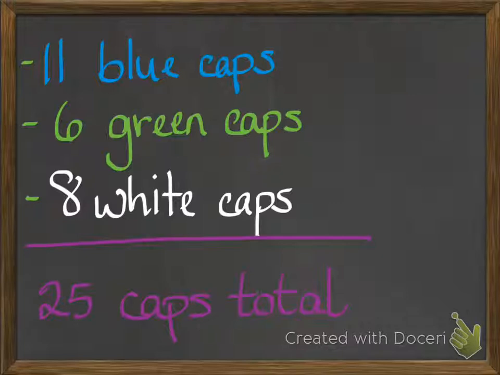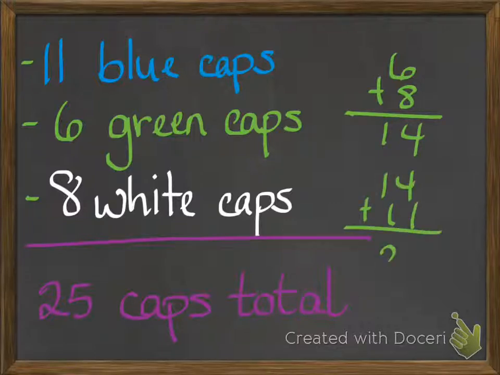And if I add that all together, I get 6 plus 8 equals 14. And then 14 plus 11 equals 25. There were 25 caps total. So I double checked to make sure that it worked. Alright, so that's using reasoning to figure out the answer. You're going to try a few and see how it works for you.